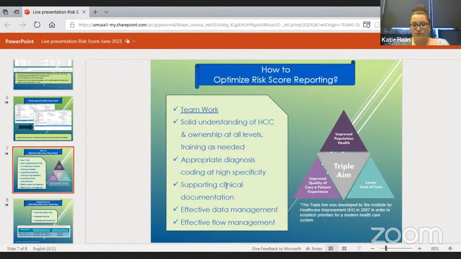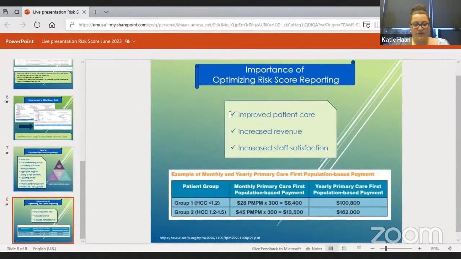That really is the most important thing, to make sure that our notes are reflecting the accurate diagnosis for the patient. Effective data management and effective flow management. So we work all together to make sure that that goes into effect. And what does that actually mean? What does that translate to? So really, when we are reporting the correct risk score, we're improving the patient care because we're accurately reporting their issues. It leads to increased revenue and increased staff satisfaction.